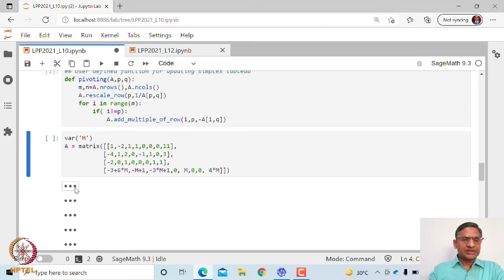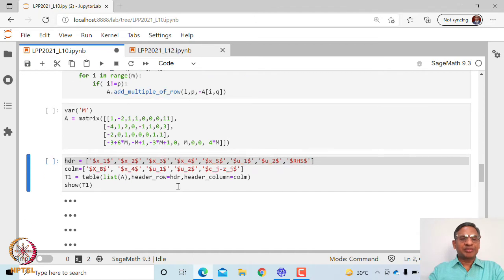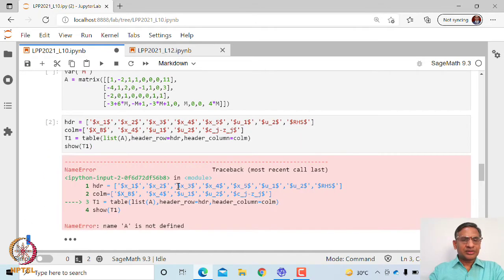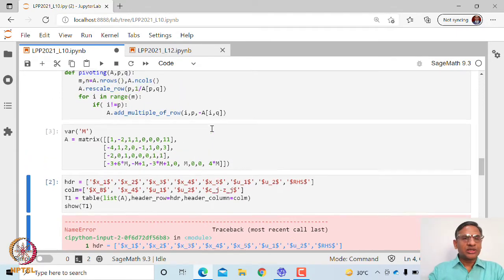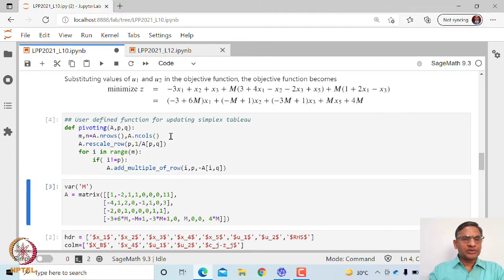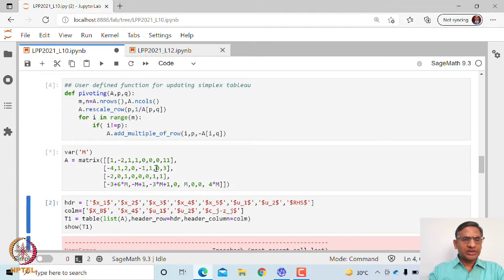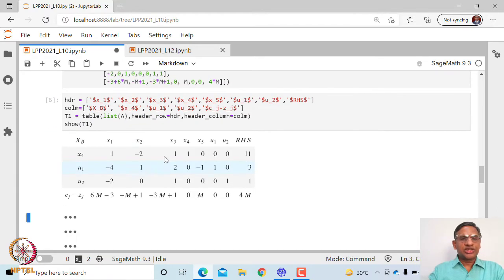Right. Now let us create the initial simplex table. When we create the initial simplex table, I have not run this particular code. Okay, this also I need to run. So now let me run this. Let me run the next one. So this is the initial simplex table.